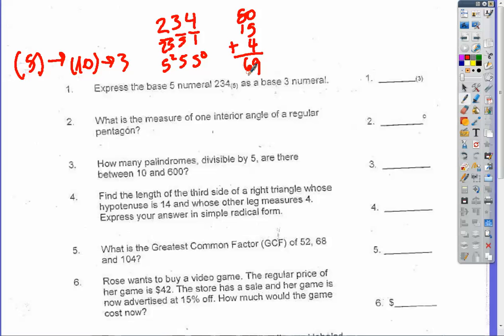Now I need to turn it into base 3. So 3 to the 0 is 1, 3 to the first is 3, 3 to the second is 9, 3 to the third is 27, 3 to the fourth is 81. Now 81 is larger than 69, so I know that I'm not going to use this. So how many groups of 27 go into 69? Well, 2. 2 times 27 is 54. So I subtract. I have 15 left over.